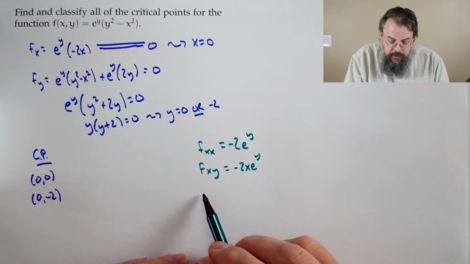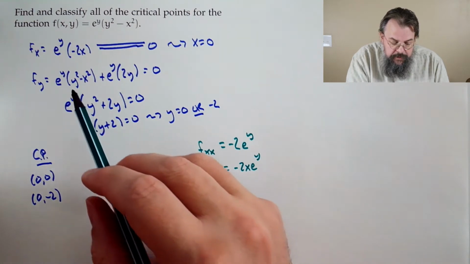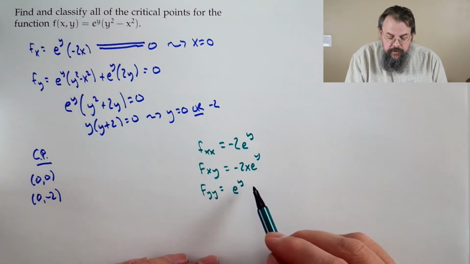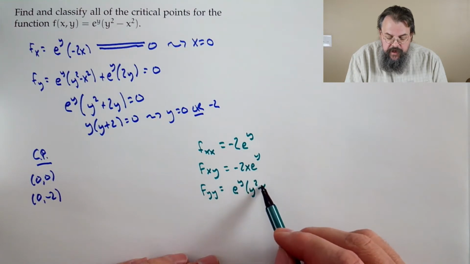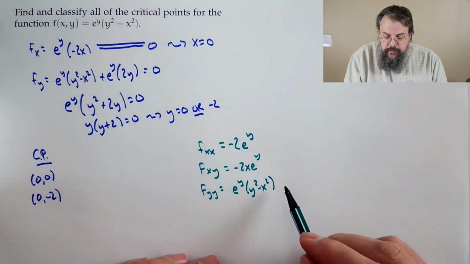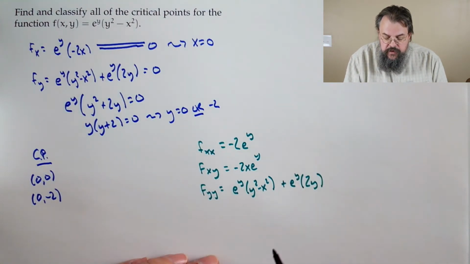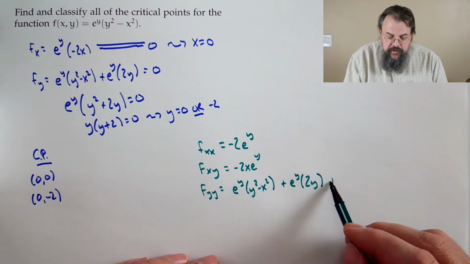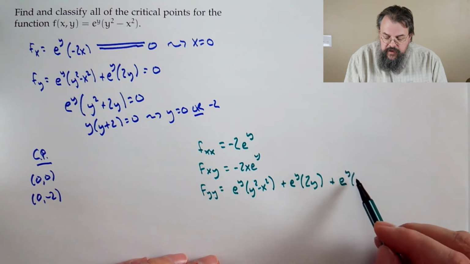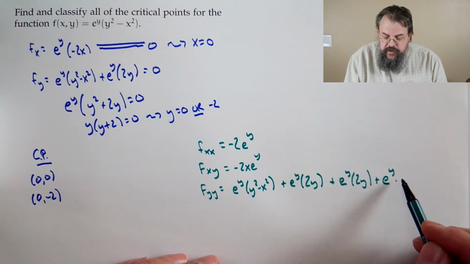And f_y, oh my goodness, there's a lot there. Okay, what will that be? Well, let's just work through it. The derivative of the first, e^y, times y squared minus x squared. Okay, derivative of the first times the second, plus the first times the derivative of the second, 2y, plus here, the derivative of the first times the second, 2y, plus the first times the derivative of the second.